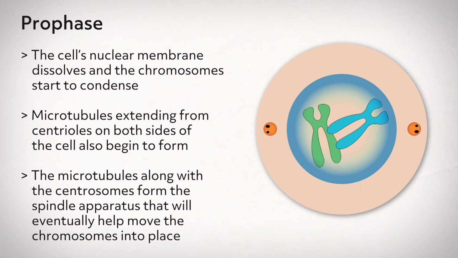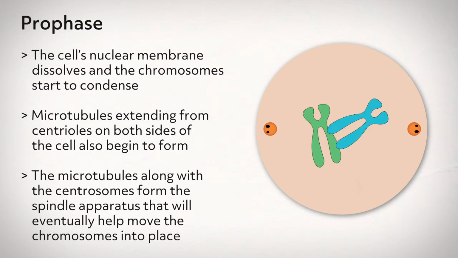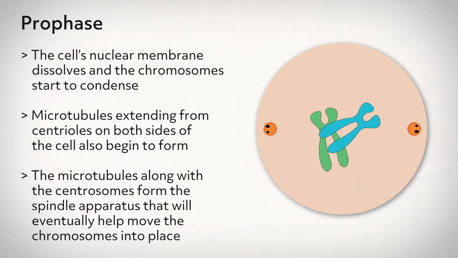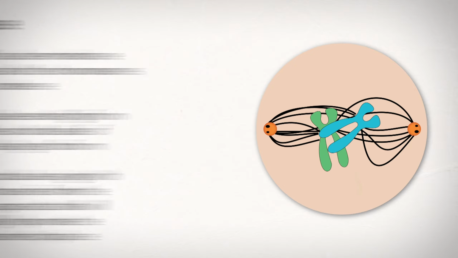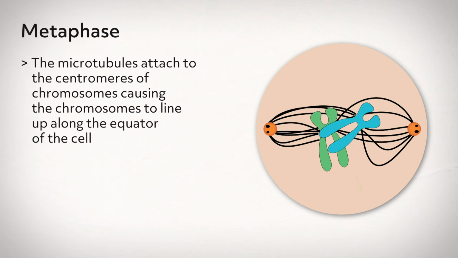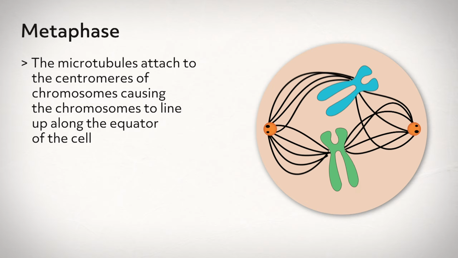During prophase, the cell's nuclear membrane dissolves and the chromosomes start to condense. Microtubules extending from the centrioles on both sides of the cell also begin to form. Together, they form a spindle apparatus called the centrosome that will eventually help move the chromosomes into place. Next, the cell will move into metaphase, where the microtubules attach to the centromeres of chromosomes, causing the chromosomes to line up along the equator of the cell.